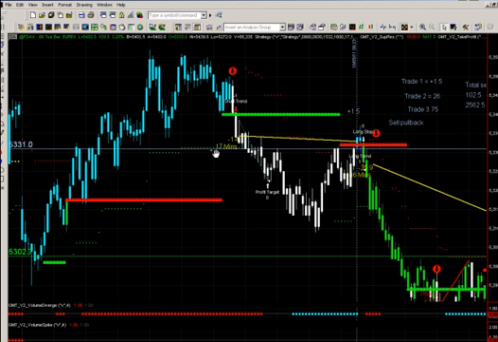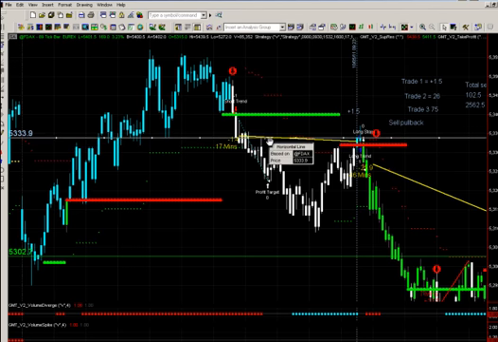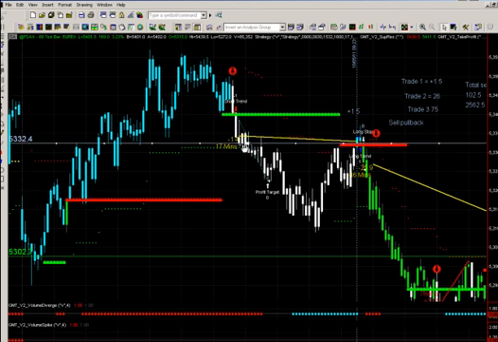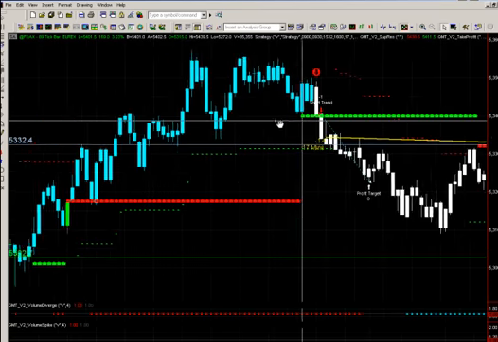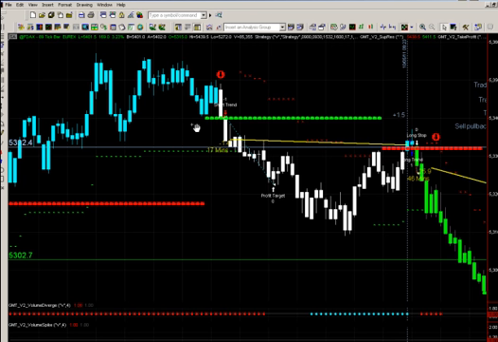So you'll see here that our dynamic support, which is the green line, gets broken there by that strong down bar, and then we wait for the second close. Now this is a modified trade plan. One of our pro traders has put this trade plan together, and it's just ripping along beautifully. So let's see how many points it takes today.